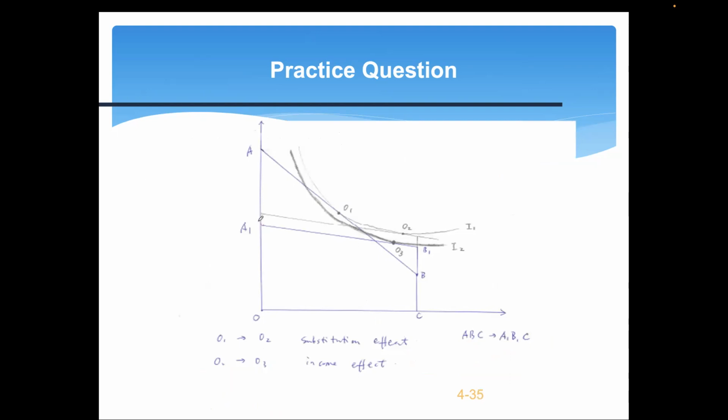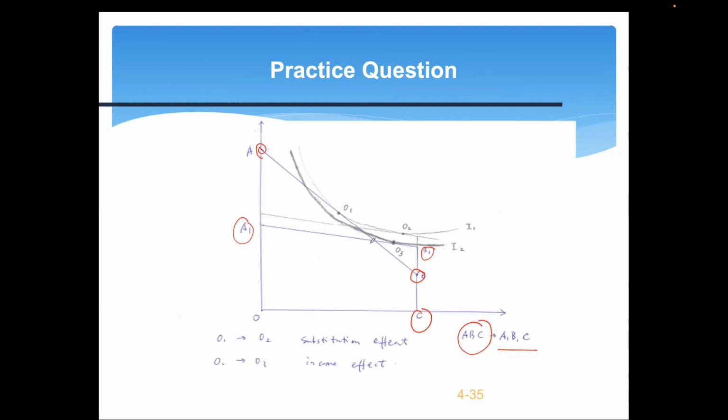O1 to O2, right? We started with A, B, C. All right, so A, B, C, that is the original. So let me write down. This is the original budget constraint. Now you have a new budget constraint, A, B, A1, B1, C. Okay, A1, B1, C. What's the difference?